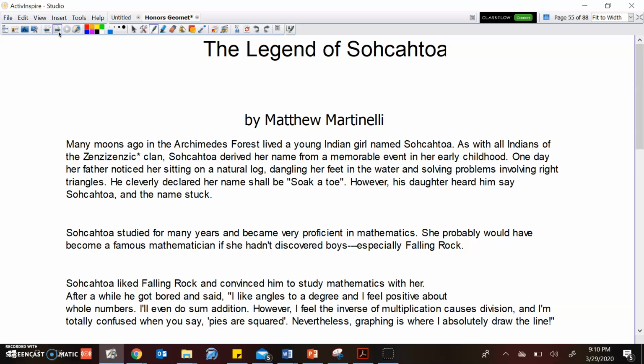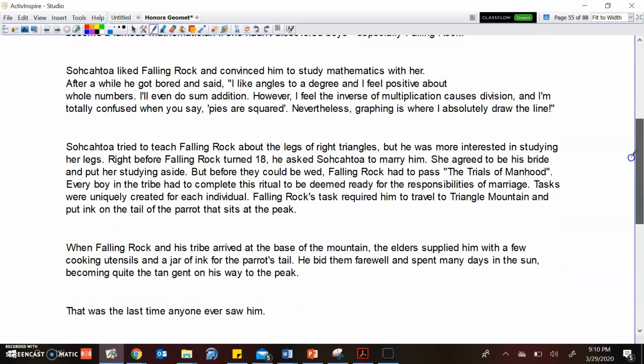Sohcahtoa studied for many years and became very proficient in mathematics. She probably would have become a famous mathematician if she hadn't discovered boys, especially Falling Rock. Sohcahtoa liked Falling Rock and convinced him to study mathematics with her. After a while, he got bored and said, I like angles to a degree, and I feel positive about whole numbers. I'll even do some addition. However, I feel the inverse of multiplication causes division, and I'm totally confused when you say pies are squared. Nevertheless, graphing is where I absolutely draw the line.